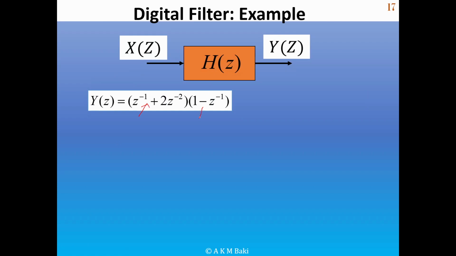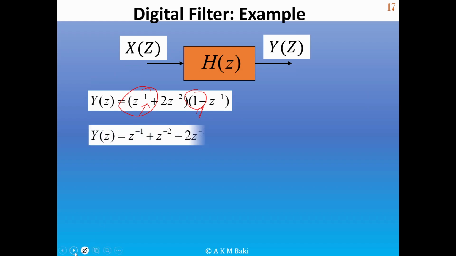You need to do the product. It should not be very difficult. z to the power minus 1 times 1 will be z to the power minus 1, and so on. Just check this last one, 2 times z to the power minus 3, it will come like this. Okay, so you have found Y of z.